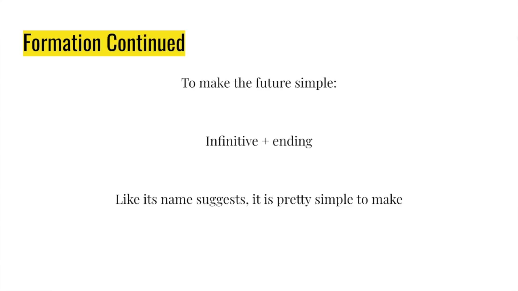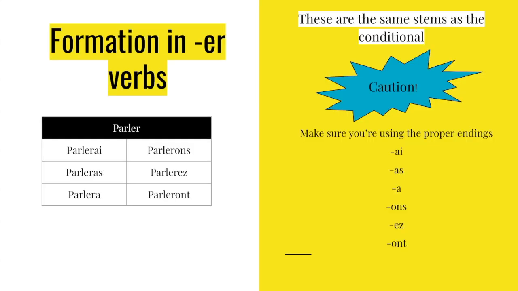Now to actually make the verb form. You just simply take the infinitive and then you add on the endings. It's overall fairly easy to do. Here are some examples. With ER verbs, you keep the exact same infinitive for your stem, and then you add on the endings ai, as, a, ons, ez, ont. These are the same stems as the conditional, but the endings are different.